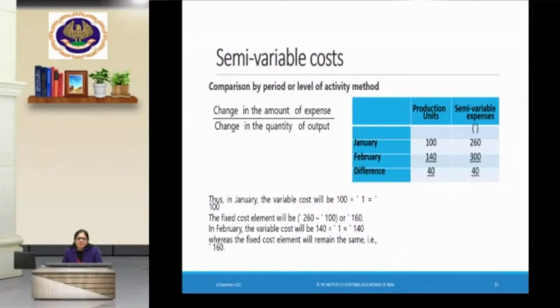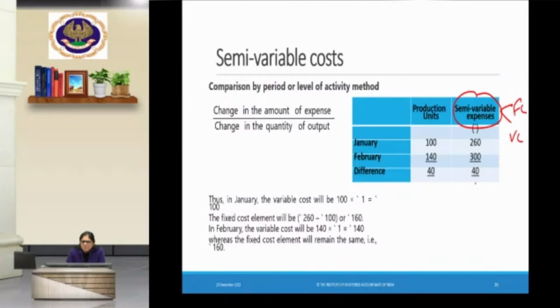Moving further, the third method. So here we have taken just the difference between expense and output. In the previous slide, we had taken the difference between cost and sales. Here we have taken the difference between expense and output, semi-variable expense. Again, it has both fixed and variable, and we have to segregate. So take the difference between the highest and the lowest, or the difference between months also you can take.